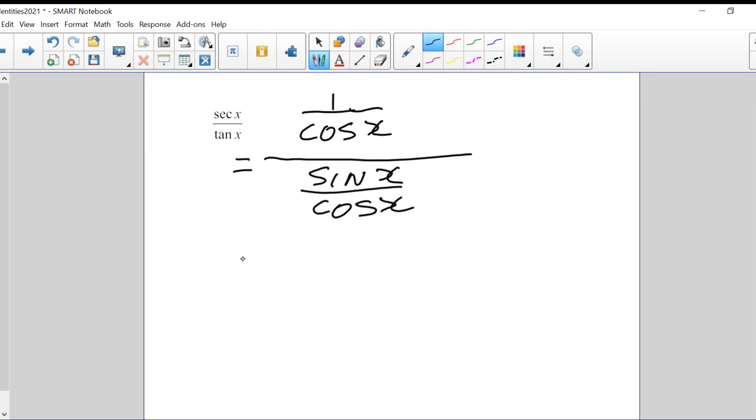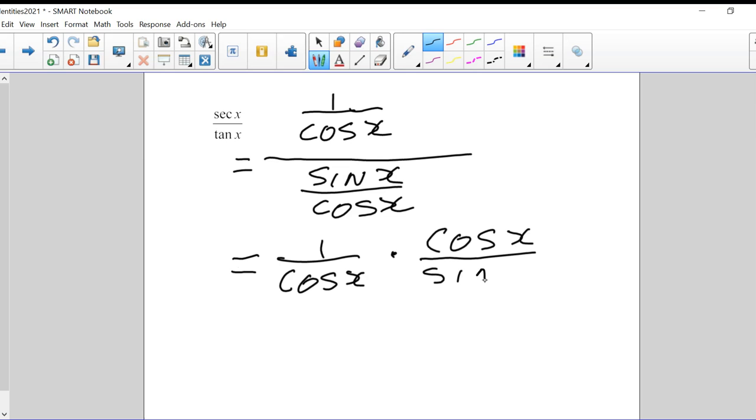So I'm going to do exactly that. This is equal to 1 over cosine of x times cosine of x over sine of x. So I'm multiplying by the reciprocal of that denominator. Here's my denominator, sine over cosine, and I'm taking it and flipping it over. I'm multiplying it by the top, and this is where I am right now. So what do you think I'm going to do next when we get to this point? What is my next step? Okay, Jeremy, go ahead.